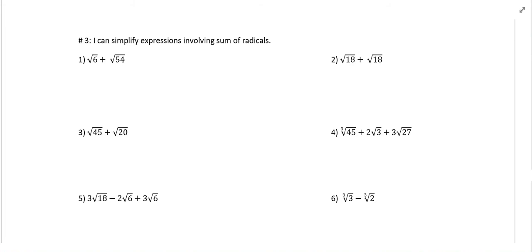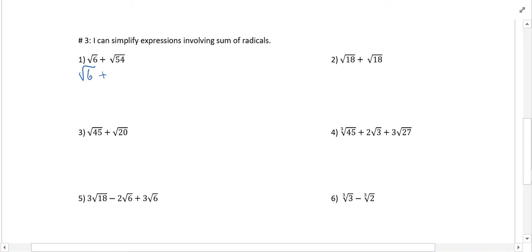All right, so we are on page 4 of the notes, on number 3, where it says, I can simplify expressions involving sum of radicals. So what we need to do here, before we can add these, is simplify them completely. Rad 6 is already simplified. There's no perfect square factor that you can take out. So I'm just going to bring this one down.